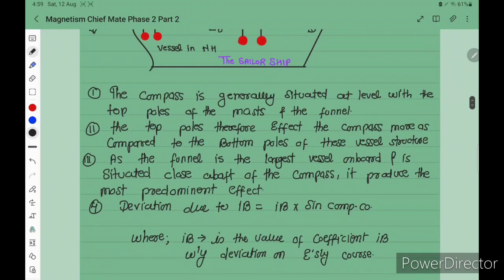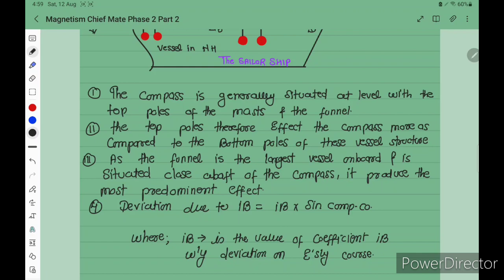Okay, the compass is generally situated at level with the top poles of the mast and the funnel. Sometimes it is the mast, but in the merchant vessel, the mast is forward, so it will not affect because of the crane. So only the mast and the funnel. The forward mast is very far. So the top poles therefore affect the compass more as compared to the bottom poles of this structure.